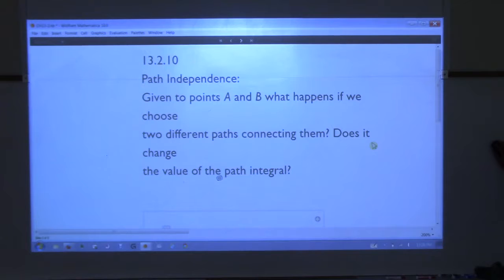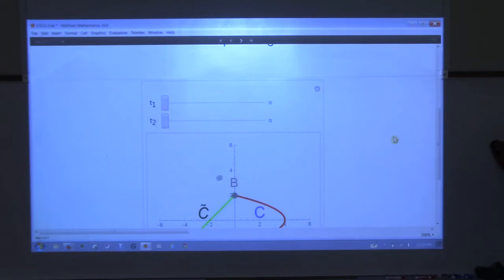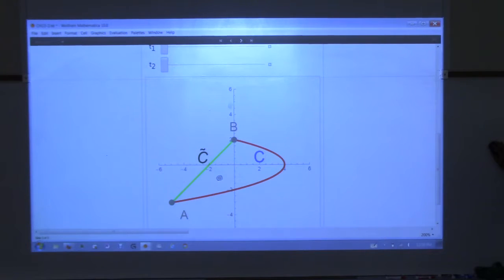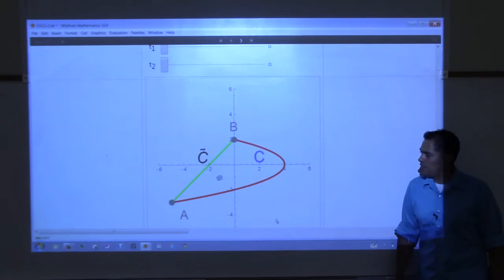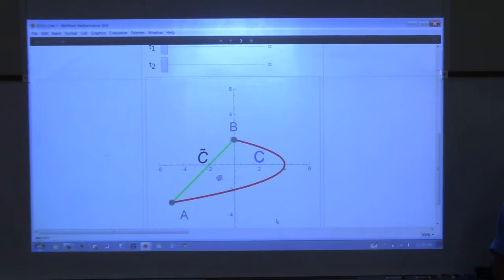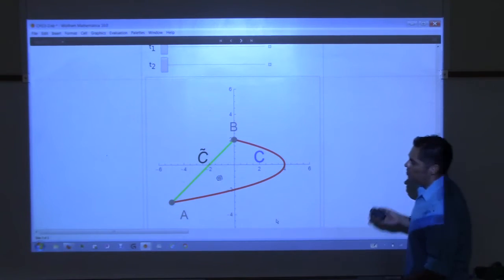All right, path independence. Given 2 points A and B, what happens if we choose two different paths connecting them? Does it change the value of the path integral or the line integral? So now I have A and B, right? I have two different paths. I have C tilde and I have C. If I do the line integral over C tilde and compare it to the line integral over C, do you think I'm going to get different answers? Yes. Remember, it's the area of a curtain, right? So the area of the curtain is going to be different above both of these, aren't they?